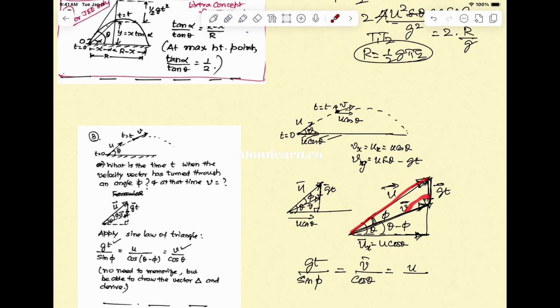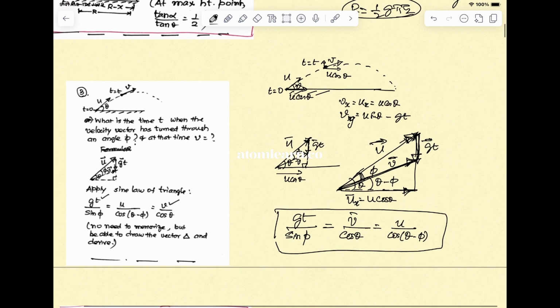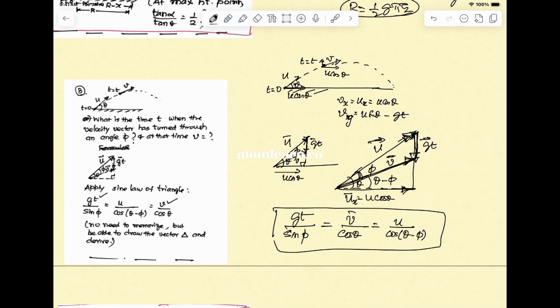This angle is equal to the sum of the interior opposite angles, which is nothing but this plus this. This is 90 degrees. Therefore, now sine of, what is this angle? Theta minus phi. Therefore I am going to write this is equal to u divided by sine of 90 minus theta minus phi, which is nothing but cos of theta minus phi. Therefore now this is a relation connecting u, v and gt.